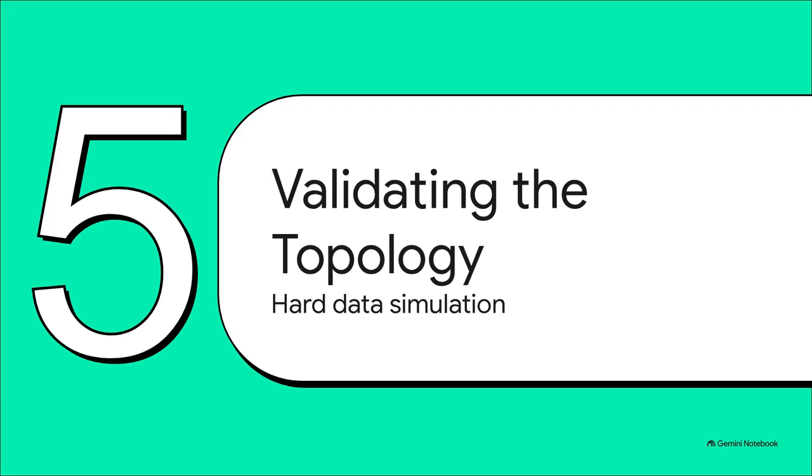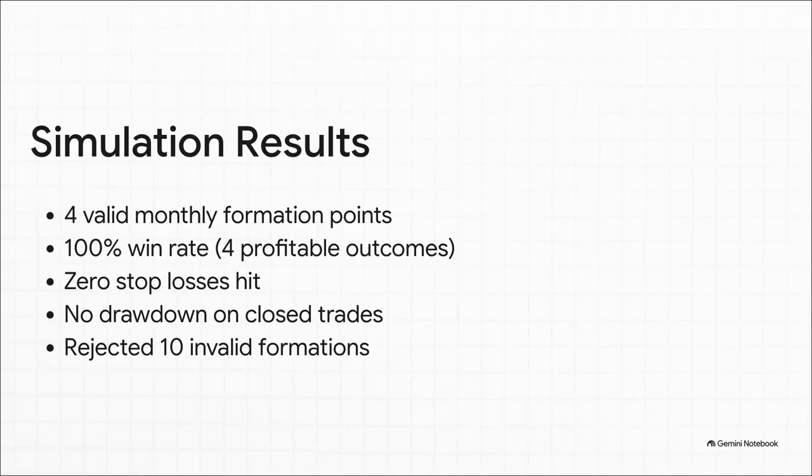But how do we actually prove it? Let's hit section 5, validating the market topology with cold, hard data. The backtest results from the MT5 simulation are honestly pretty staggering. The framework detected valid behavior at exactly 4 monthly formation points. All 4 of those produced profitable outcomes. That's a 100% win rate. 0 stop losses were hit, 0 drawdown on the closed trades.